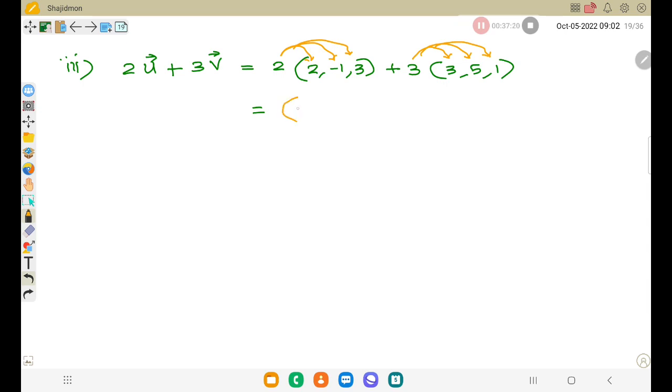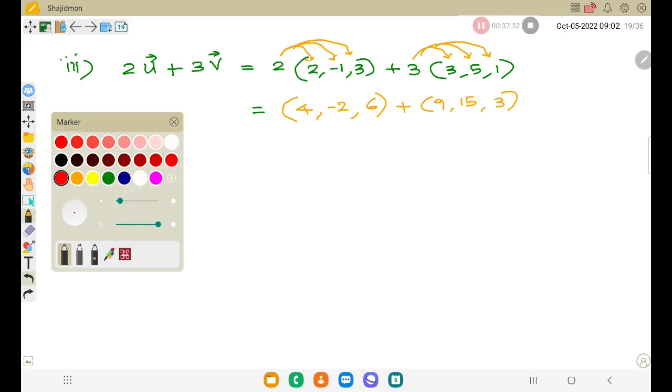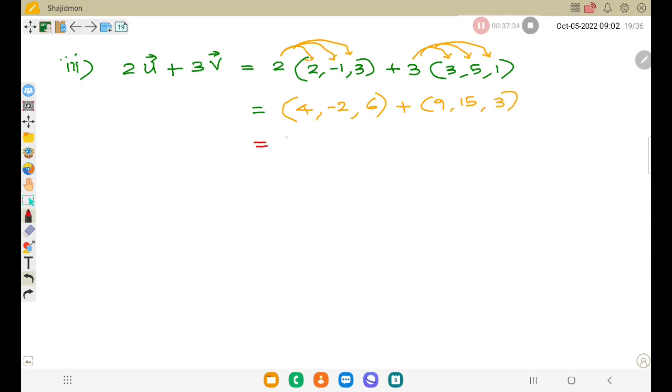So you will get 2 times 2 is 4, minus 2, 2 times 3 is 6, plus 3 times 3 is 9, 3 times 5 is 15, 3 times 1 is 3. Now when we add these two, you will get (13, 13, 9). Correct? First number: 4 plus 9 is 13. Minus 2 plus 15 is 13. 6 plus 3 is 9. So this is the value of the vector 2u plus 3v.